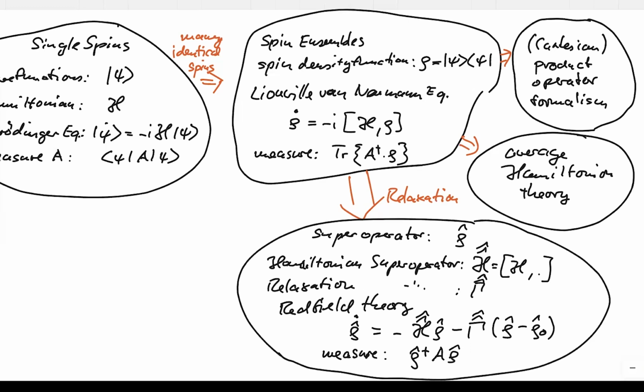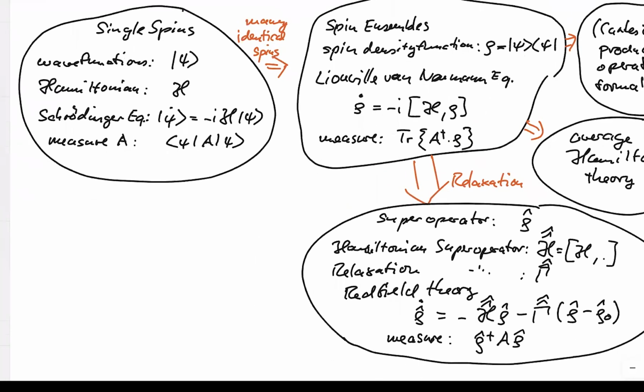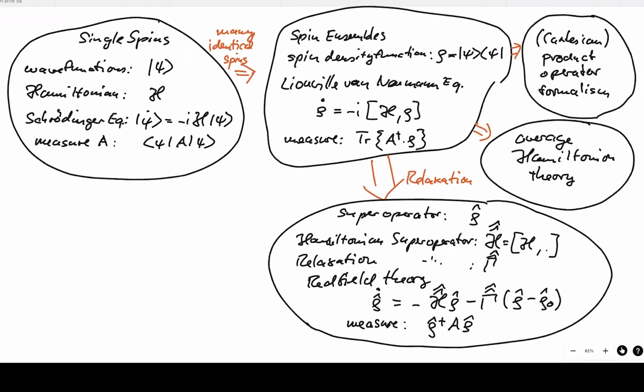Well, when we come from this theory and just look at a single spin, we see we can do a simplification, which, however, historically was actually the first description of magnetic resonance. So we do a single spin simplification.